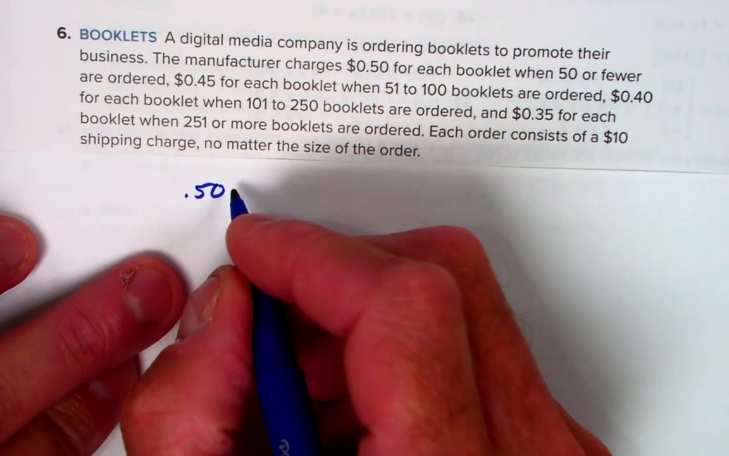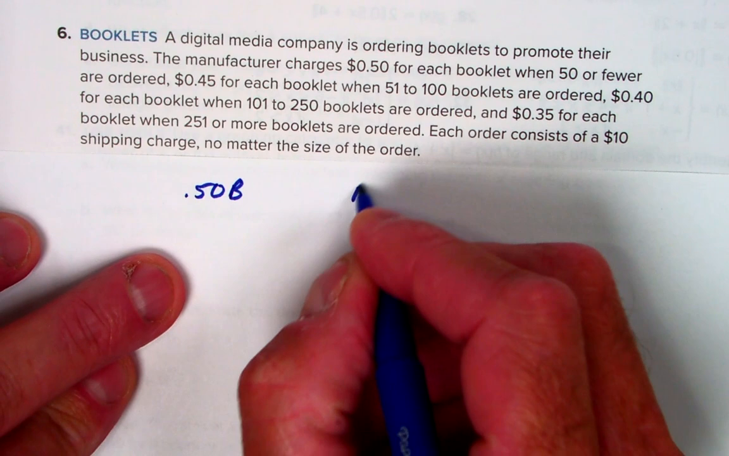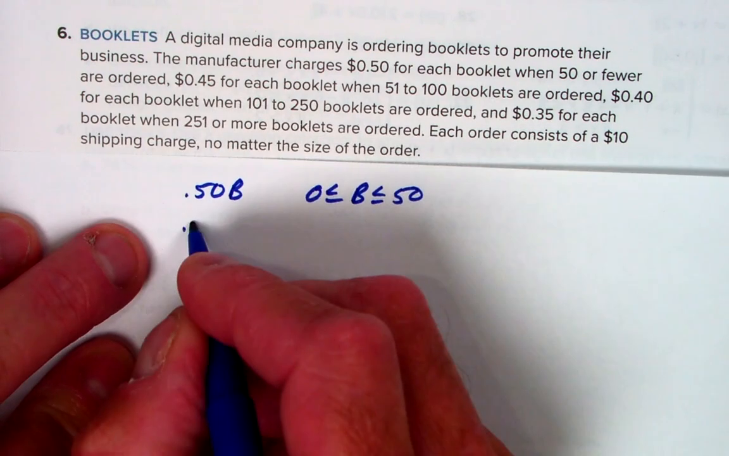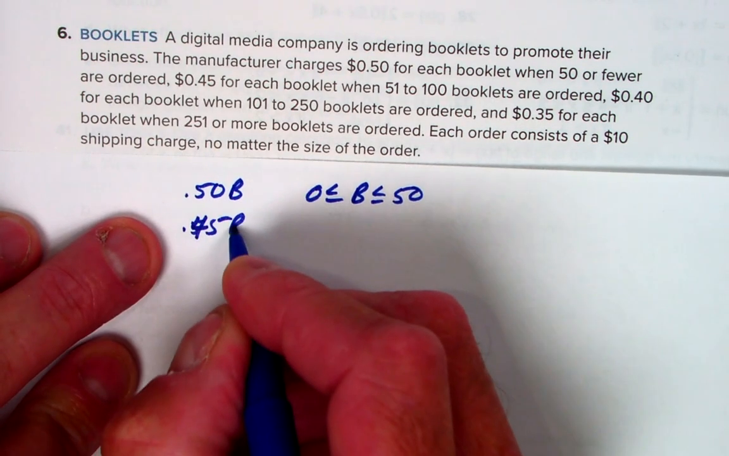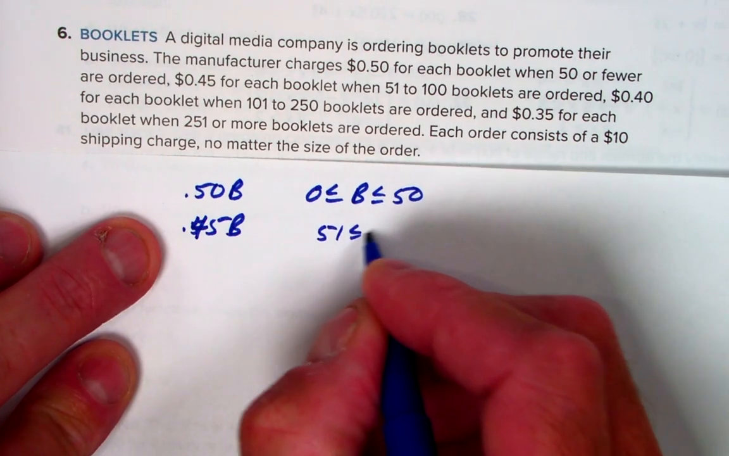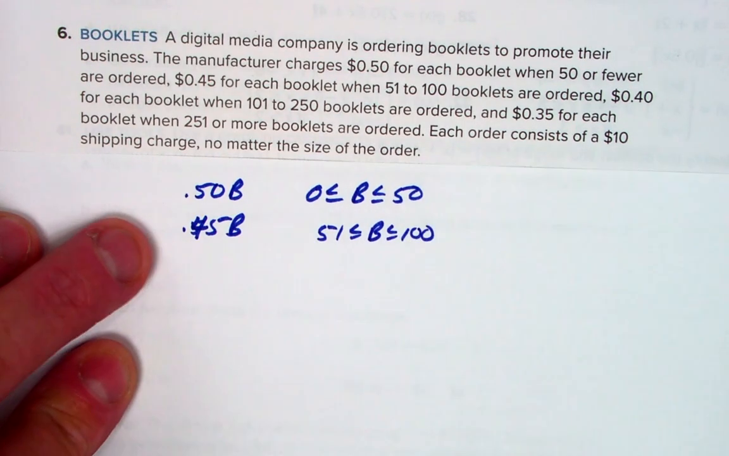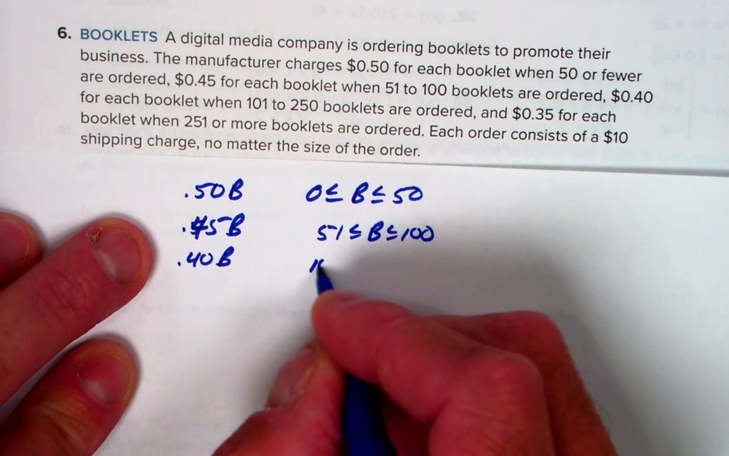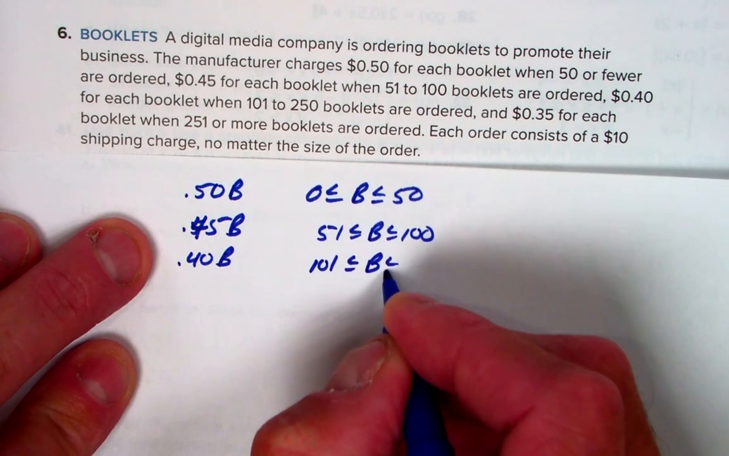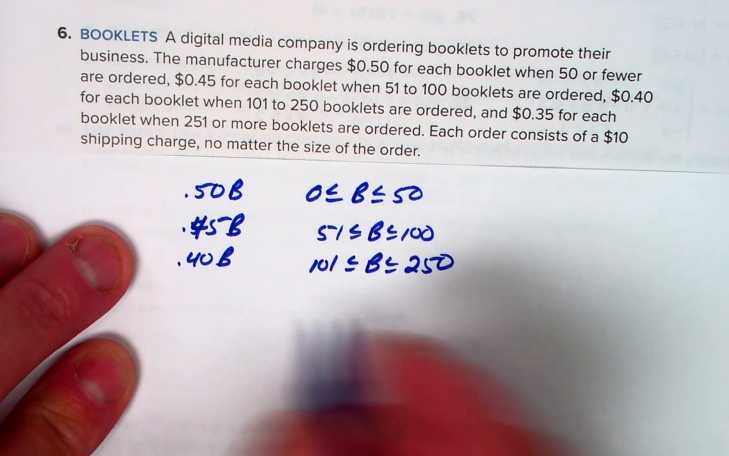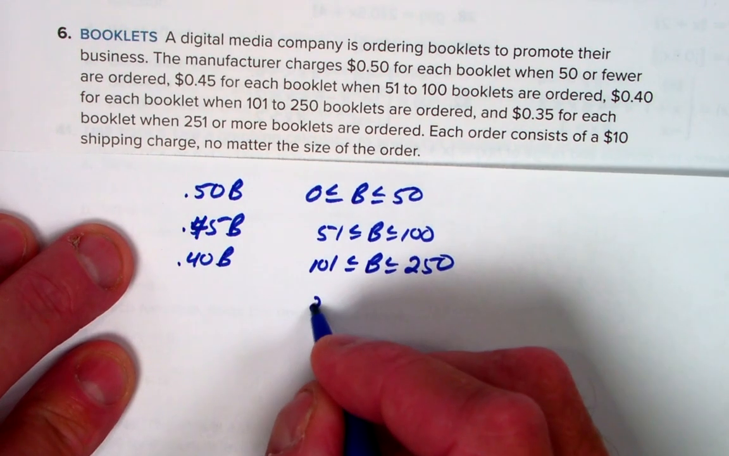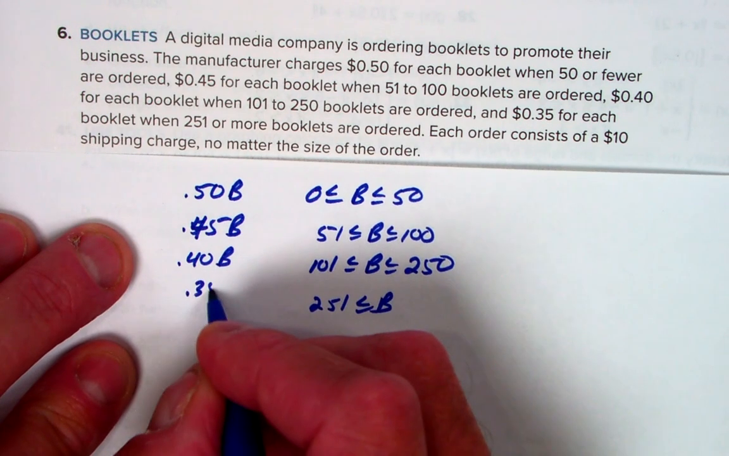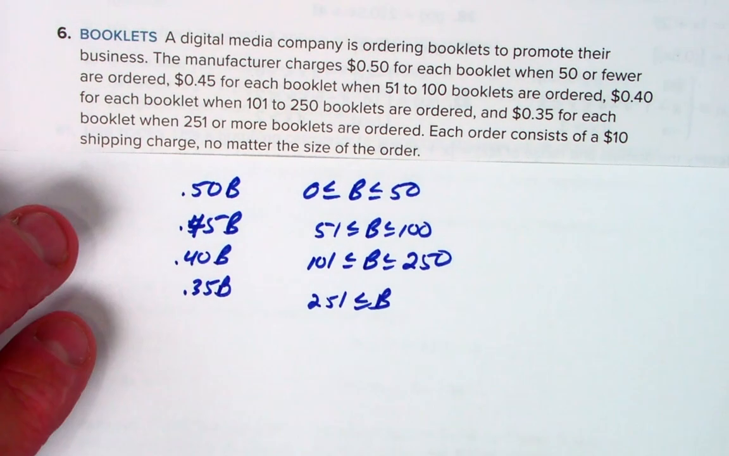50 cents for each booklet. I'm just reading and going 45 cents for every booklet. Okay, 40 cents for every booklet. And then I've got more than 250, 251, it's 35 cents. But then they throw in this deal about shipping.